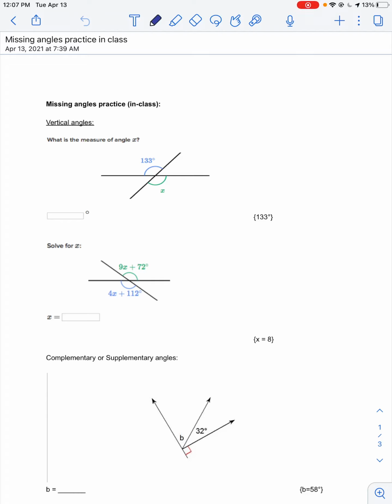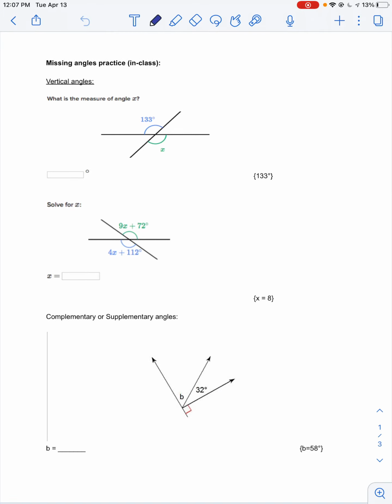So this video is walking you through the worksheet that I posted, one that I would normally do in a classroom situation. So we're trying to find the measurements of angles that I call missing angles. If you look at this first problem, this is asking you about vertical angles. These two angles, the 133 and the x, are vertical angles. And we know that vertical angles are congruent. So the measure of angle x is 133 degrees.